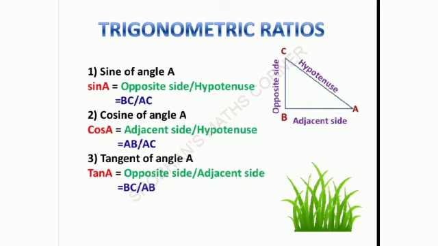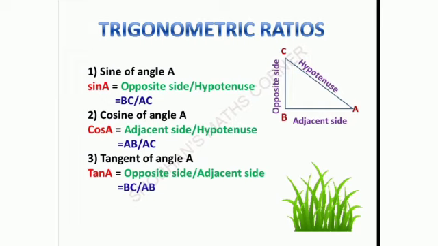Trigonometric ratios. We have 6 trigonometric ratios, namely sine, cosine, tangent, cotangent, secant and cosecant. You can see in the triangle, it is a right triangle ABC in which B is 90 degrees. The side opposite to angle B is the hypotenuse. Now if you take angle A, the side opposite to angle A is BC, called the opposite side, and the side adjacent to angle A is the adjacent side AB. So by using this triangle, let us define the trigonometric ratios.